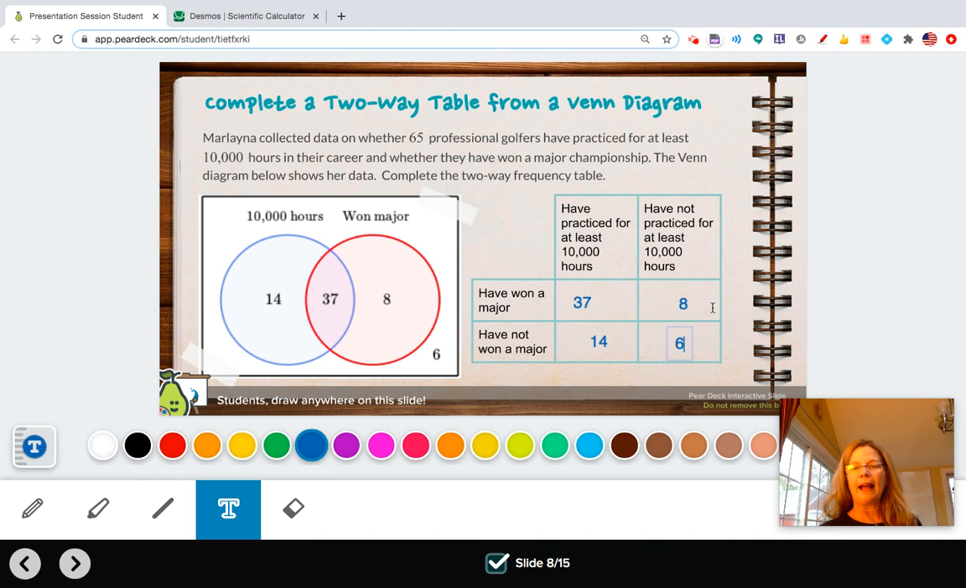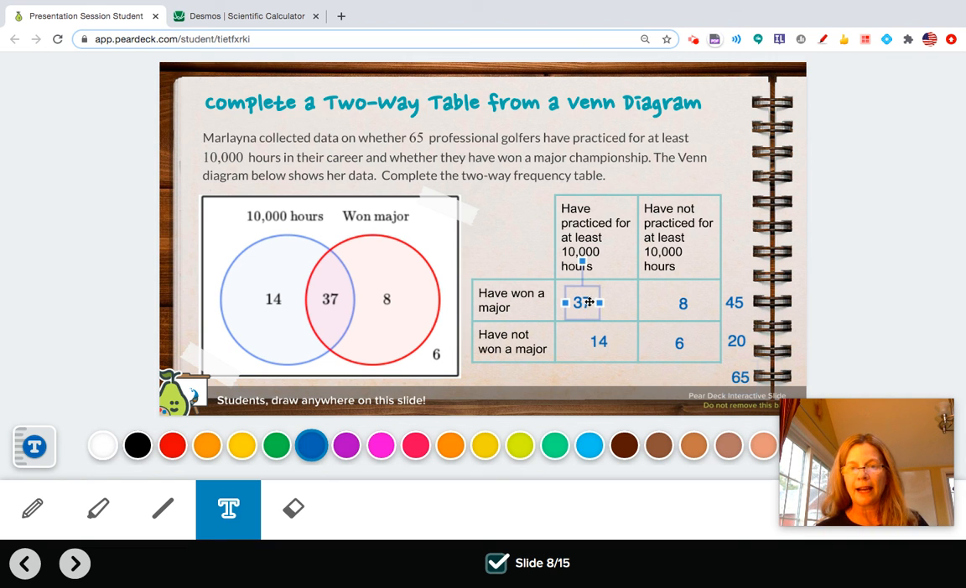And if I go ahead and add these numbers together, just like other two-way tables, we're going to see that it equals the 65 that were surveyed. So I added up the number who won a major, and that's 45. And I can see that in the Venn diagram right here, 45 people won a major. Who've not won a major is going to be 20. And when I add those together, I do get 65, which is the 65 golfers that were surveyed.